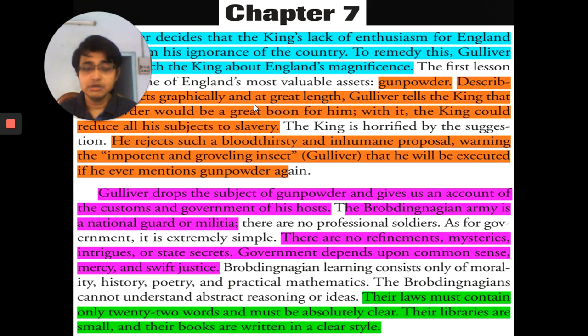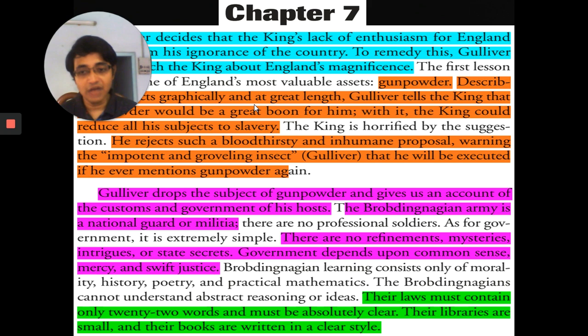Now the perspective, the point of view changes. Gulliver now does not describe the various occurrences of his own land, but rather he now talks about his host's government, that is the Brobdingnagian government. The Brobdingnagian army is a national guard or militia. There are no professional soldiers in that Brobdingnagian army.